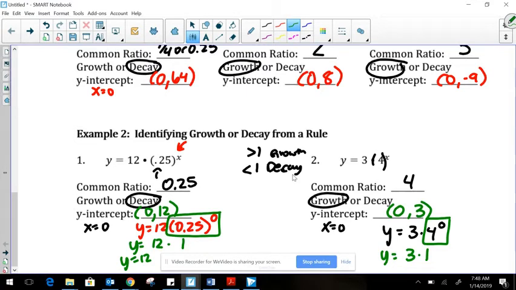If you've noticed, my y-intercept happens to be the number in front. It's 12 here, 3 here. That's because anything with the exponent is going to reduce to 1 when you plug in 0 for x. So just a little shortcut, if you've noticed that.